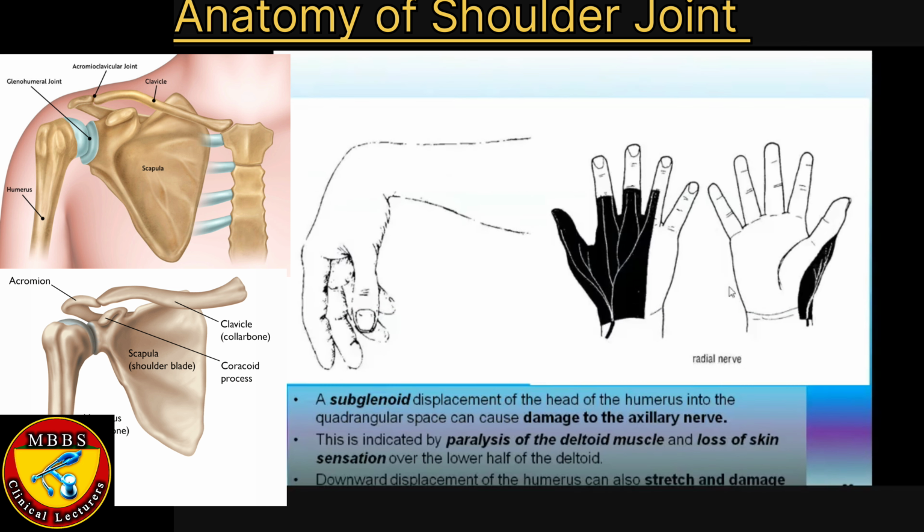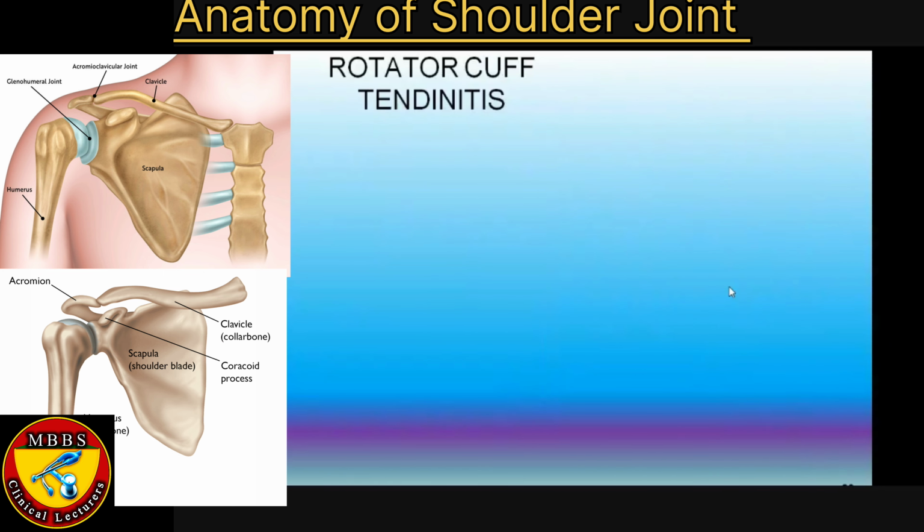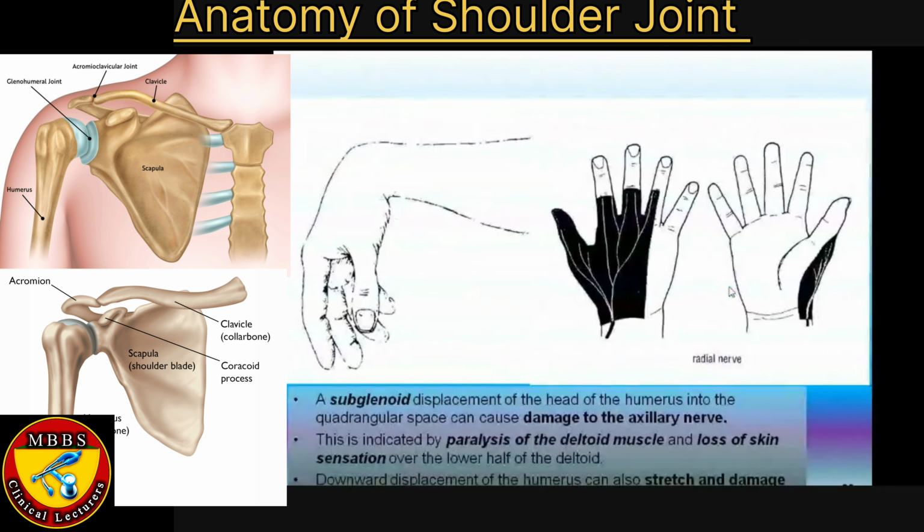Then since there is a downward displacement, the stretch can also result in an injury or a stretch to the radial nerve, which also leads to different areas of sensory loss followed by the radial nerve.